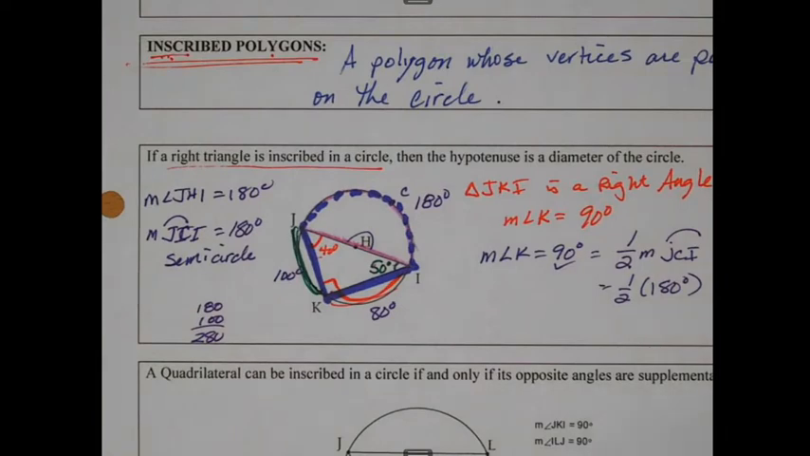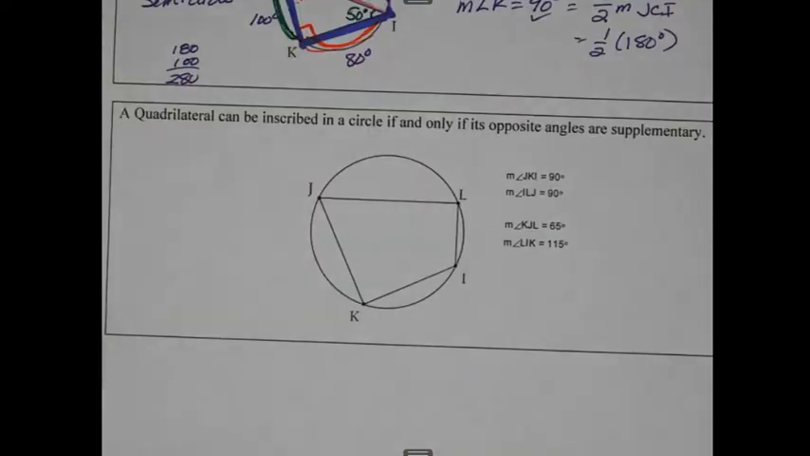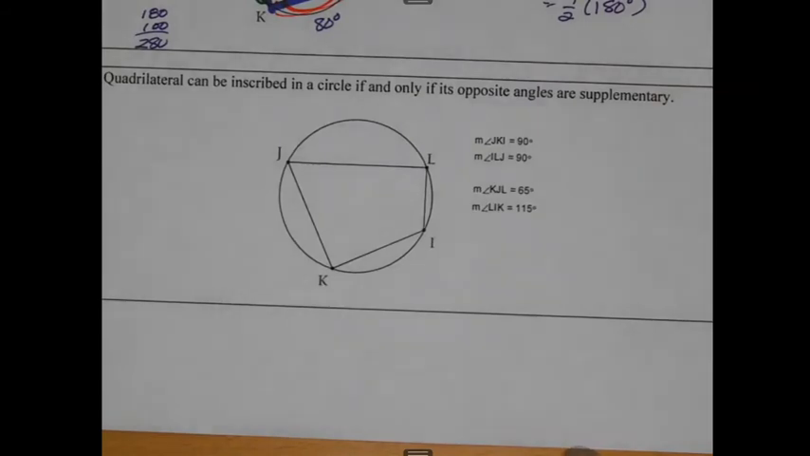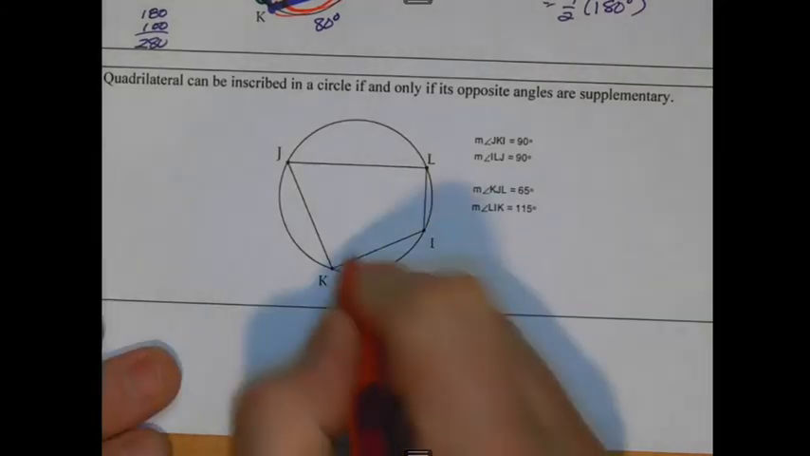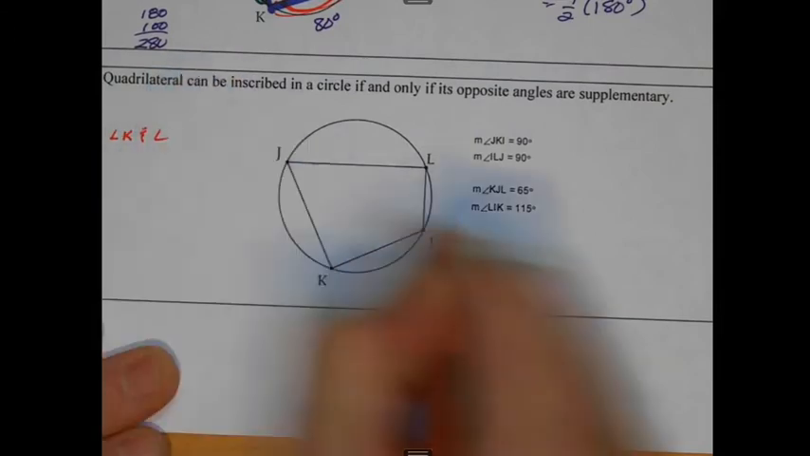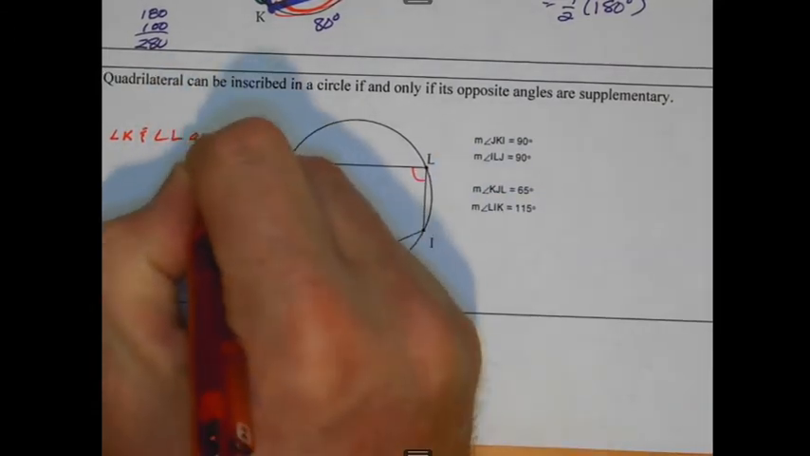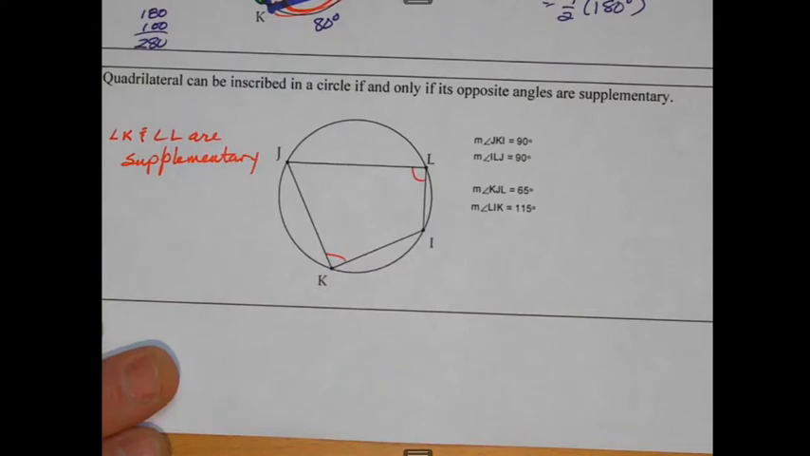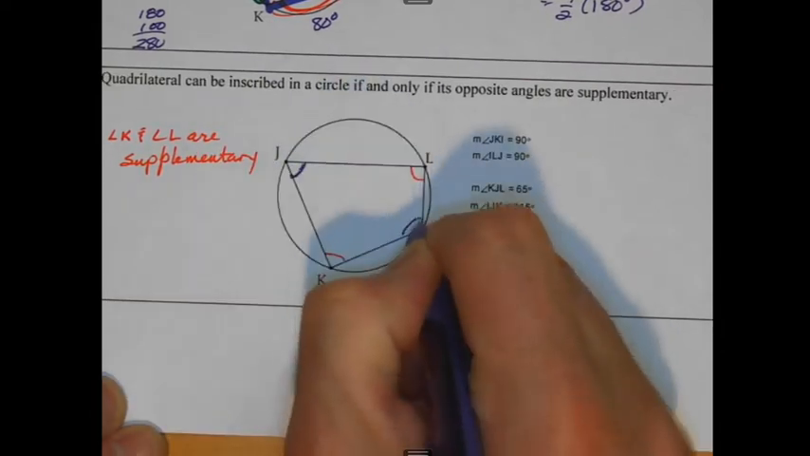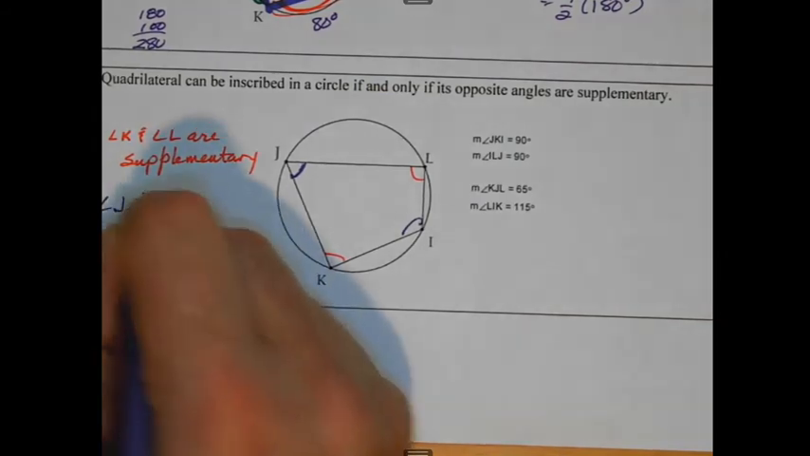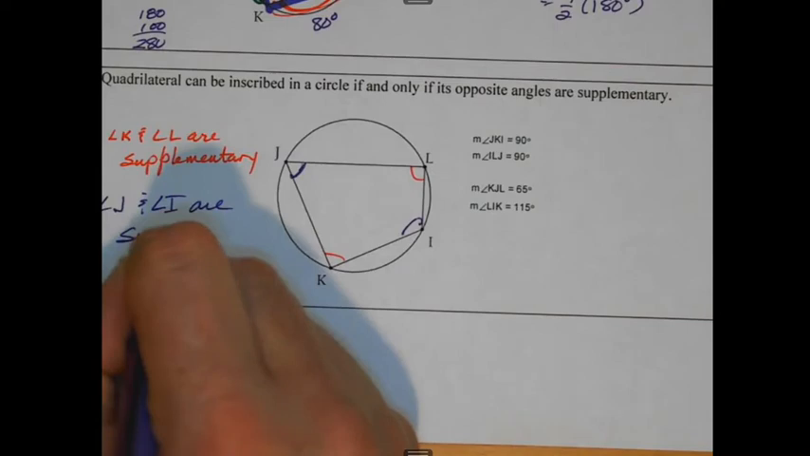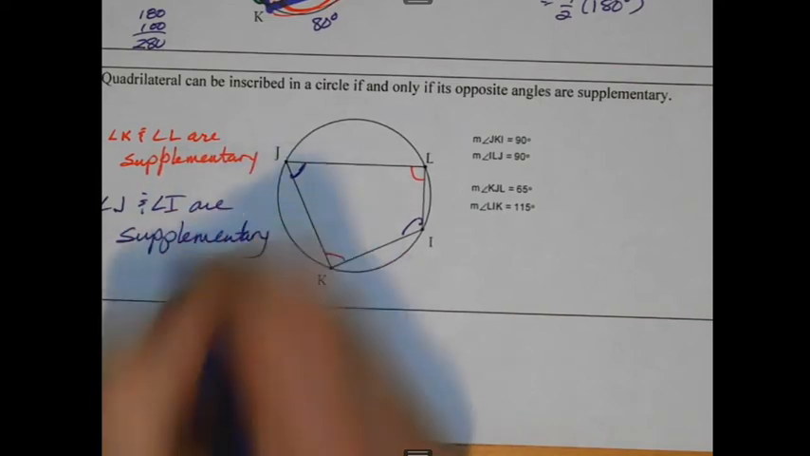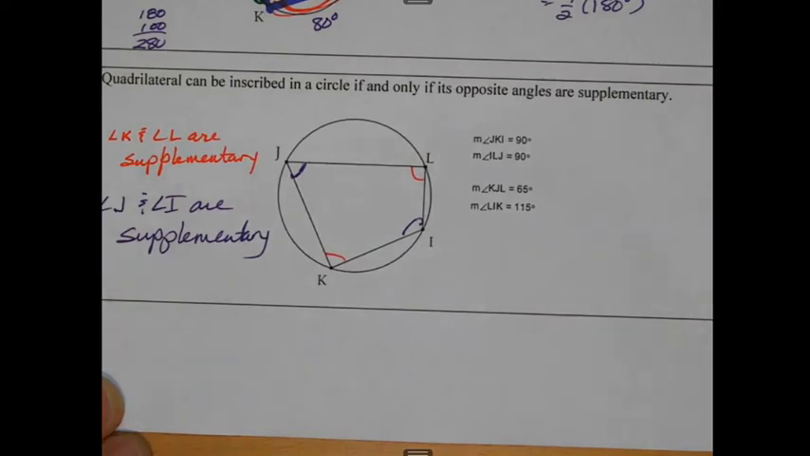Pretty interesting. All right, so a quadrilateral can be inscribed in a circle if and only if, so this happens only when these things are true, opposite angles are supplementary. So angle K and angle L are supplementary. And likewise, angle J and angle I are supplementary. Okay. So that's only true in a couple of shapes.